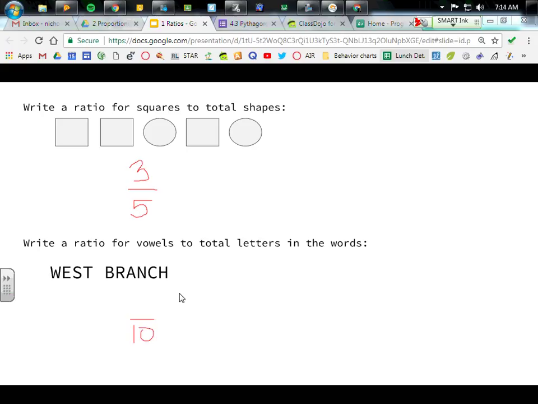How many vowels do we have? If you don't remember, vowels are A, E, I, O, and U. So we have 1 E and we have 1 A, so that's 2 vowels. So 2 out of 10. All right, what do you notice about this fraction? It's not simplified. All right, we should be simplifying our ratios. So we're going to simplify this ratio to 1 out of 5. So 1 out of every 5 letters in West Branch is a vowel.